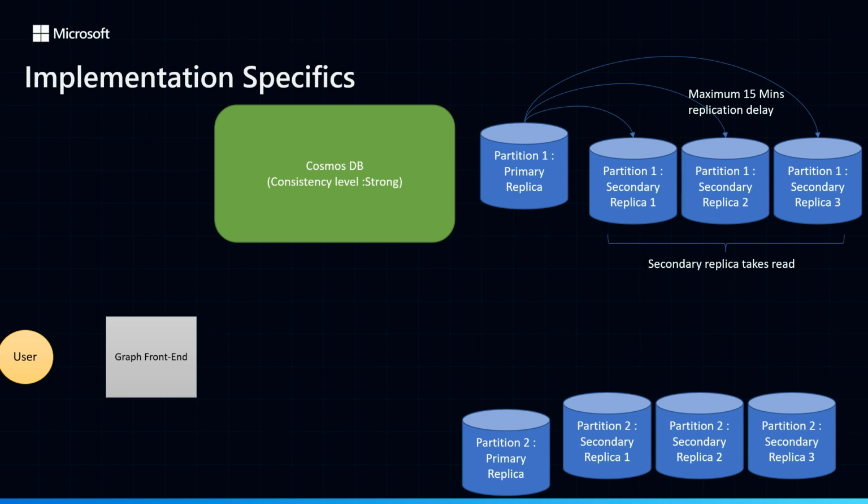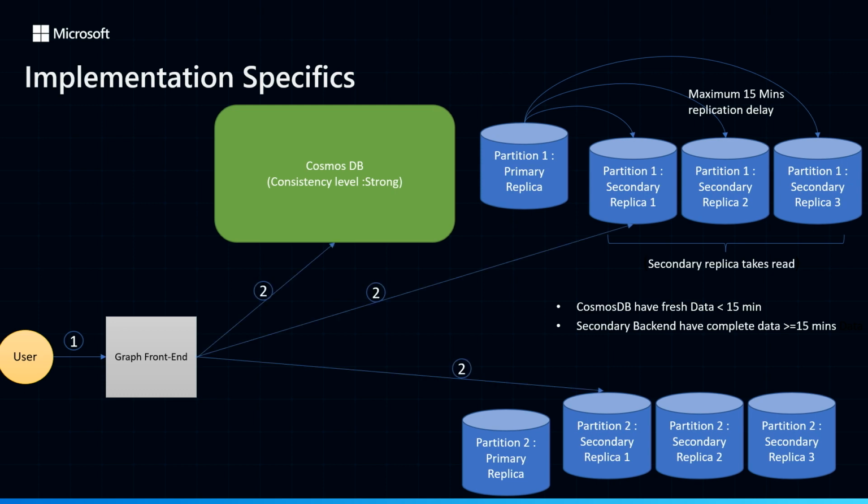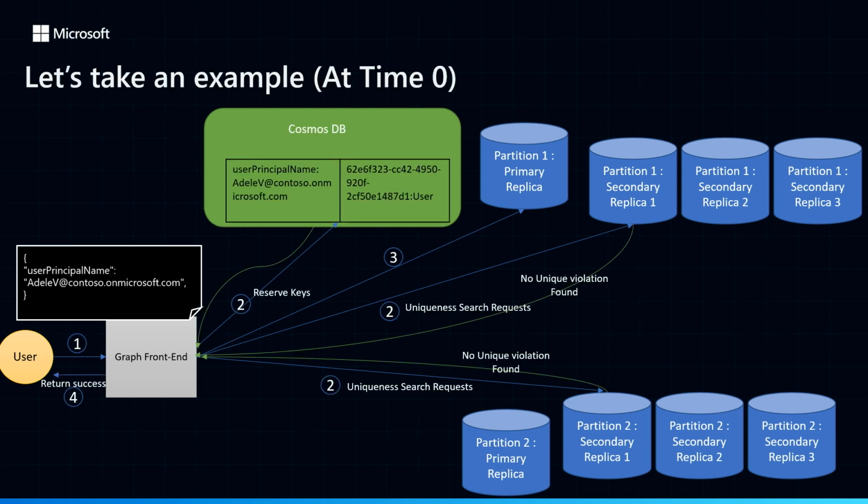Here are the other components of the system: Cosmos DB, Graph Frontend, and the user. Cosmos DB has all the fresh data for the last 15 minutes, and the secondary backend has the complete data for more than 15 minutes. So when the user posts the request to Graph Frontend, the Graph Frontend makes concurrent calls to all the secondary replicas where the tenant could be present, as well as to the Cosmos DB. Once we hear back the response, we make a request to the primary replica to actually write the object.